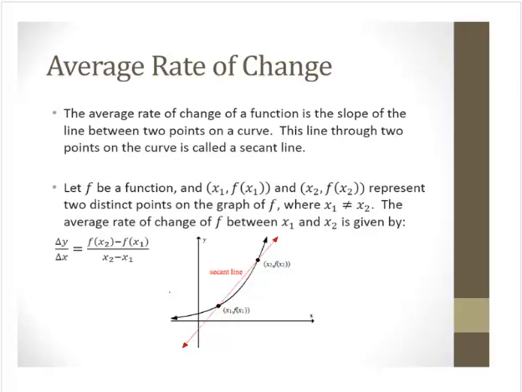All right, so if we let f be a function, (x1, f of x1) and (x2, f of x2) will represent 2 distinct points on the graph of the function. Then the average rate of change of the function between x1 and x2 is given by the slope of the line connecting those points. And we have a formula for it. It's f of x2 minus f of x1 over x2 minus x1.